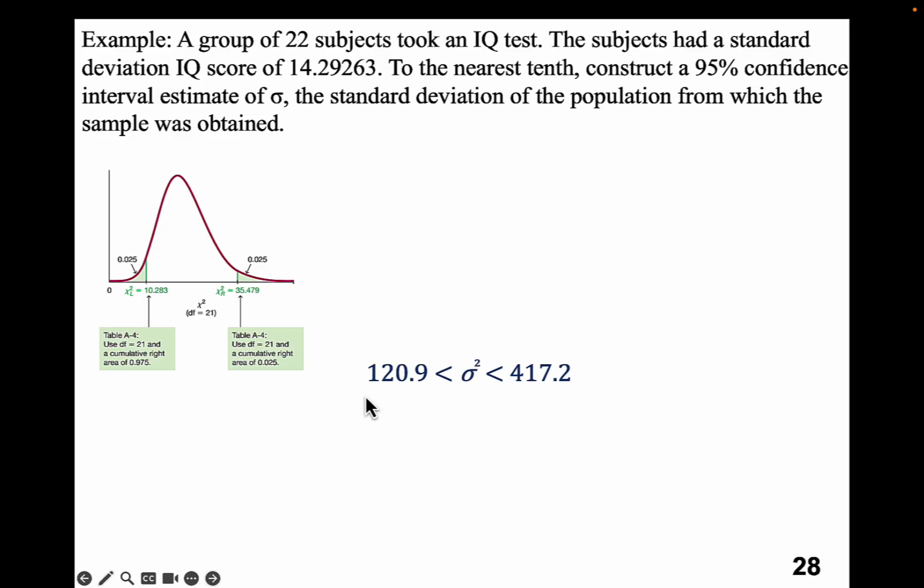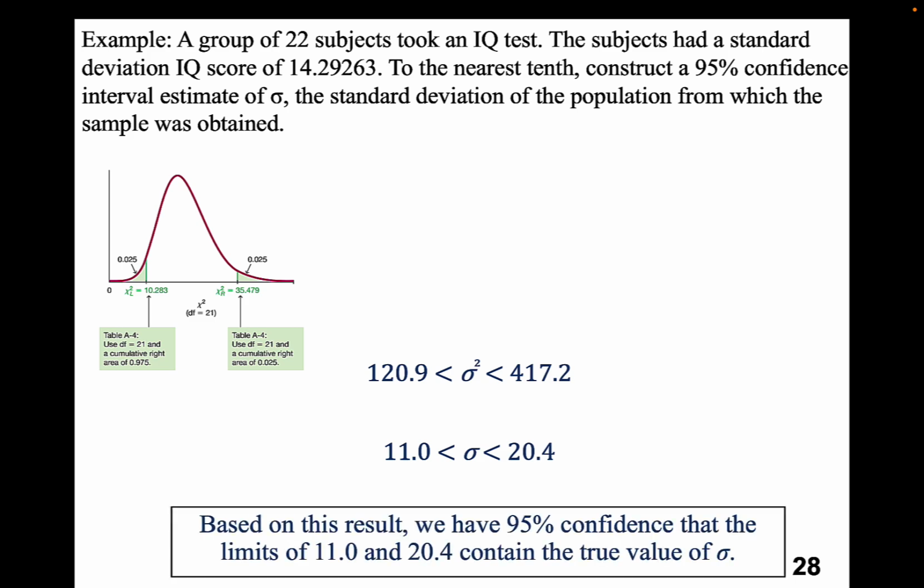Now this is the confidence interval for the variance. You see it right here, sigma squared makes it variance, but they've requested it for standard deviation. No problem at all. Just take your calculator back out and do the square root of each of those limits, and we will get our confidence interval for the standard deviation. So we are 95% confident that the limits of 11.0 and 20.4 contain the true value of sigma.